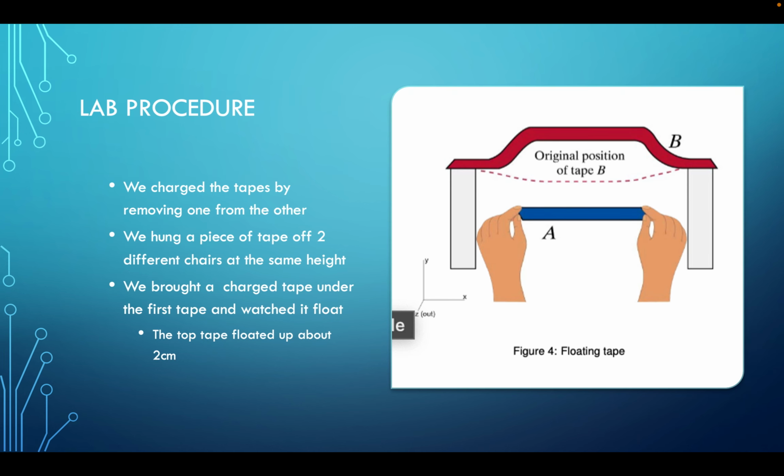Our lab procedure was that we charged the tapes by removing one from the other. This is what we did in part 1 of our lab. We hung a piece of tape off 2 different chairs at the same height. Then we brought a charged tape under the first tape and watched it float. We calculated about 2 centimeters of the tape floating.